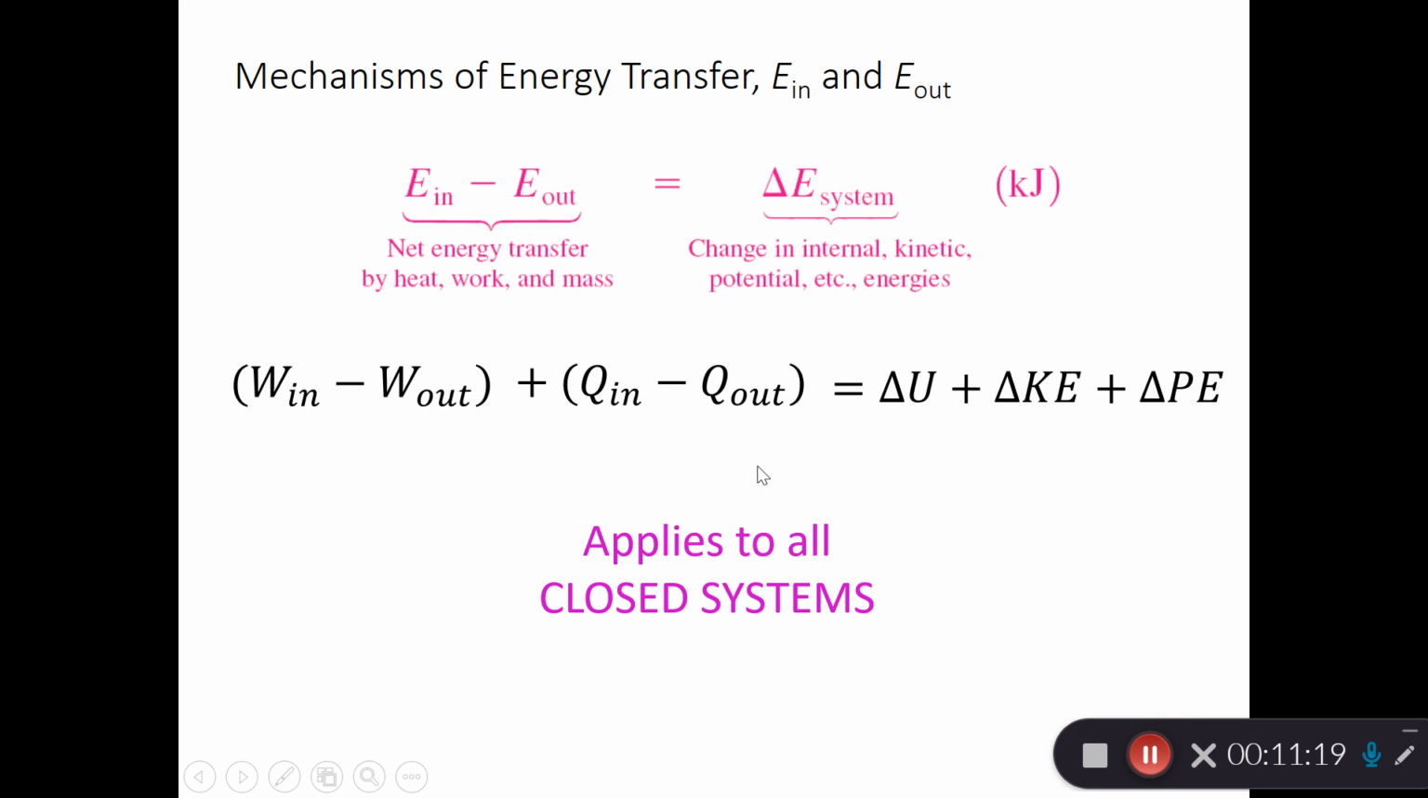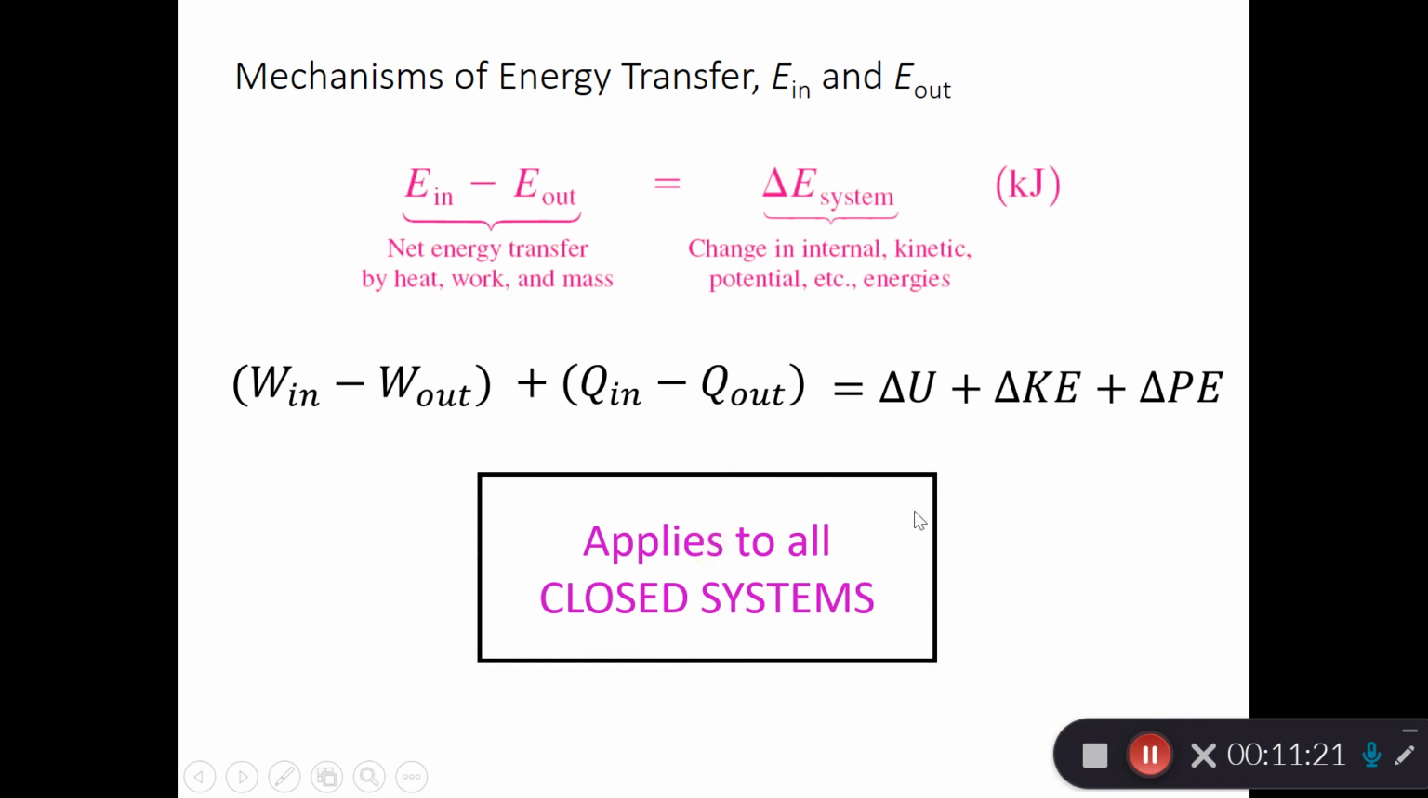This equation applies to all closed systems. Why closed systems? Because open systems are another story. That's chapter 5. Closed systems mean fixed mass, not fixed volume, because volume can still change, but fixed mass. That is a closed system.